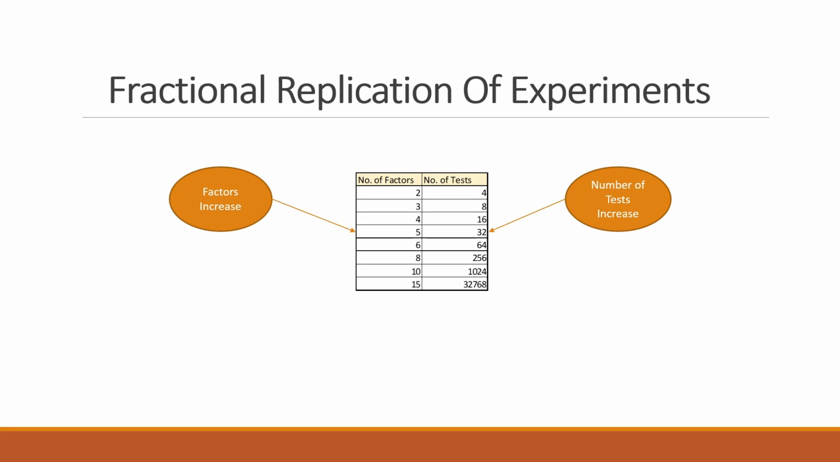Now, let me pull out my laser pointer. What we can see here with this chart is the relation between the number of factors and the number of tests needed. As can be seen, when the number of factors increases, the number of tests needed increases exponentially to amounts that are not feasible to work with. Therefore, fractional replication of experiments is useful in order to reduce the number of tests needed.